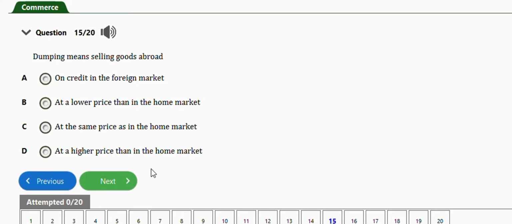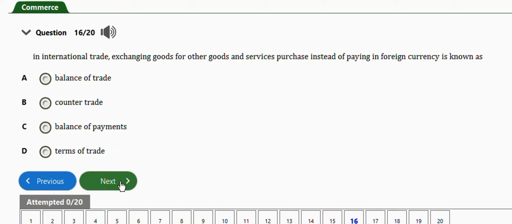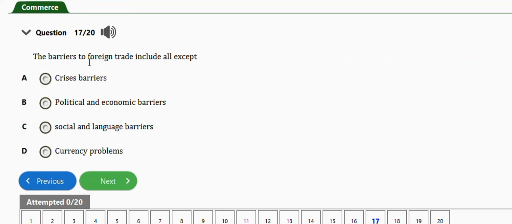Okay, next of the question is this one. It says in international trade, exchanging goods for other goods and services purchased instead of paying in foreign currency is known as counter trade. Option B, the question. Next one is this one. It says the barriers to foreign trade include all except. So the exception here is crisis barriers. Okay, others here are among political and economic barriers, social and language barriers, currency problems. Okay, so the right answer is option A, is an exception. The next question is this one.